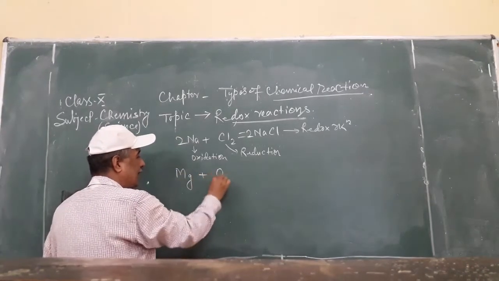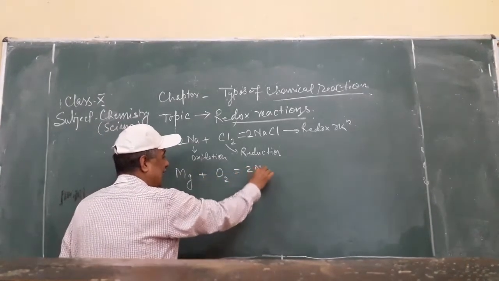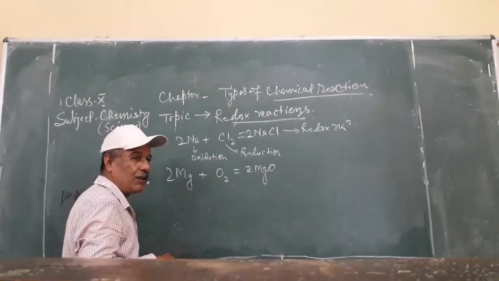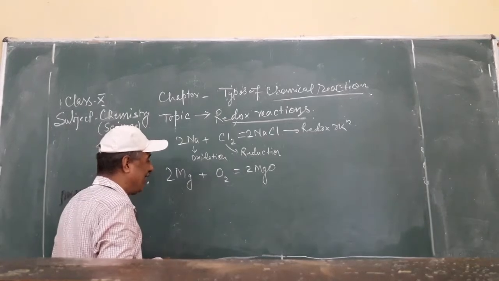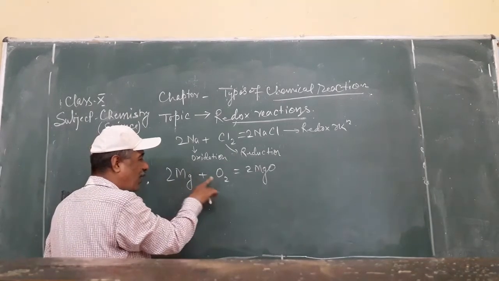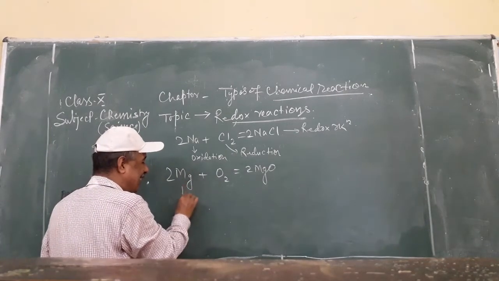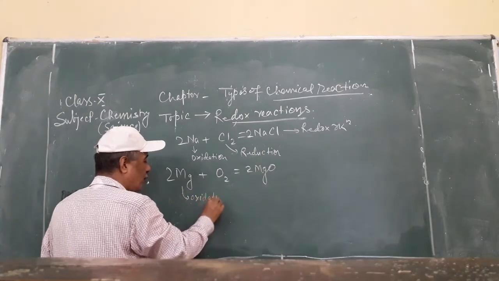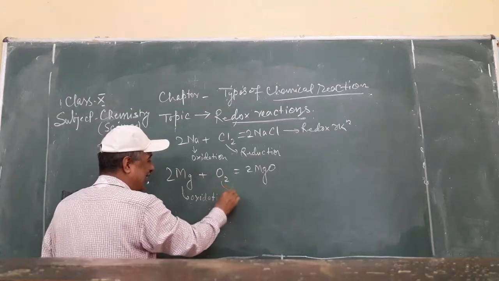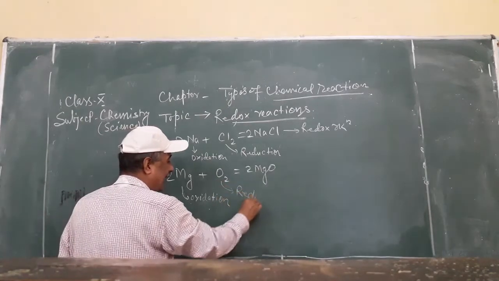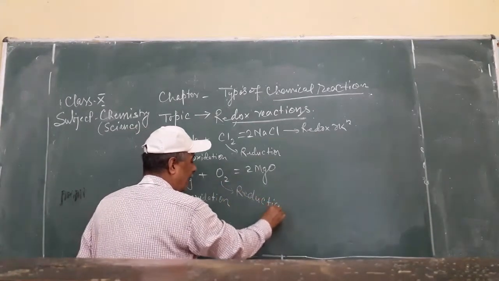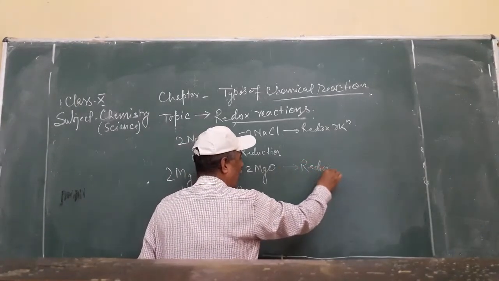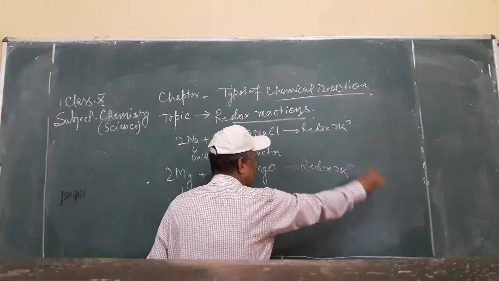Mg plus O2 gives 2MgO. Parallelly we are also balancing because these are simple reactions. Here this one is combining with oxygen, so this is undergoing oxidation. This is undergoing reduction, and all together it is a redox reaction.